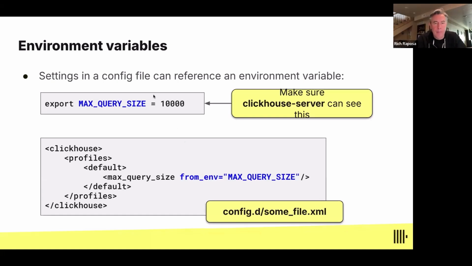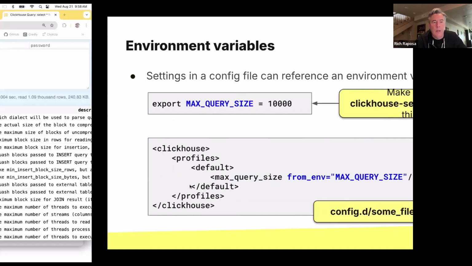So here I'm saying the max query size is an environment variable. Call it whatever you want. I'm going to use that environment variable inside one of my XML files. This is an example of a profile. So you always have ClickHouse on the outside. Profiles means this is going to be applied to some users, a user. My user is default. Default is your username by default. When you install ClickHouse, you get a default user with no password. So the default user now has a max query size of 10,000, I believe.